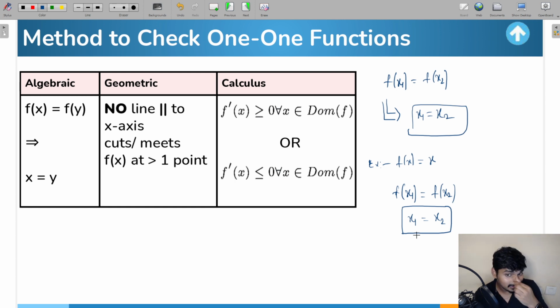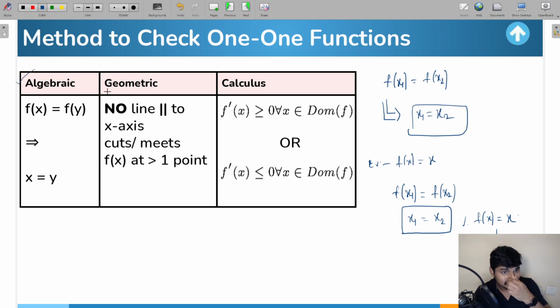So what does that mean? As I told you, when you take the initial condition f of x1 is equal to f of x2, and from that you're getting exclusively this condition, which is x1 is equal to x2, that simply means the function given, which is f of x equal to x, is definitely going to be a 1, 1 function, guys. So I hope this is clear for everyone, how to prove whether a function is a 1, 1 function or not. Okay, so that is going to be the algebraic method.